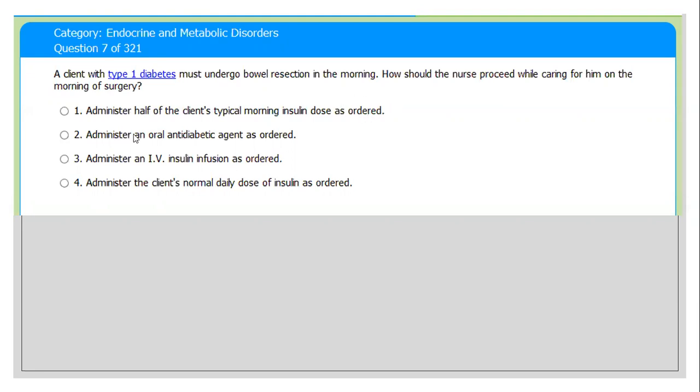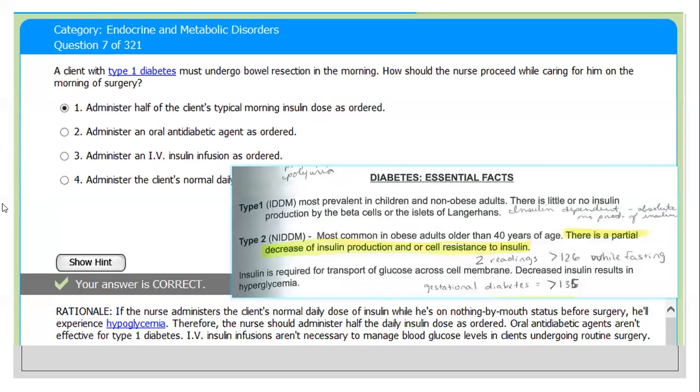Number 2, administer an oral anti-diabetic agent as ordered. Number 3, administer an IV insulin infusion as ordered. Number 4, administer the client's normal daily dose of insulin as ordered. The correct answer is: administer half of the client's typical morning insulin dose as ordered.